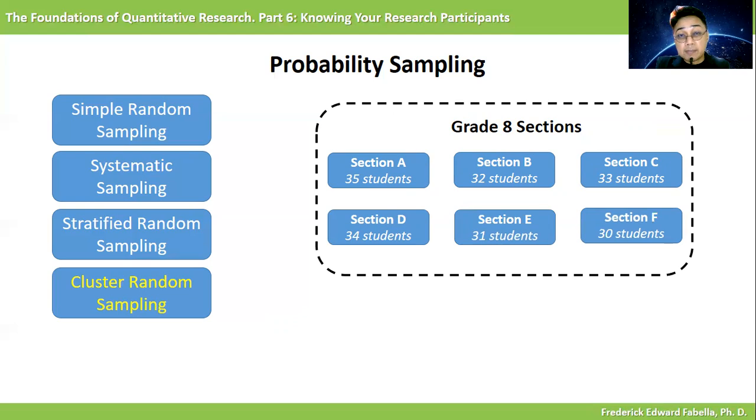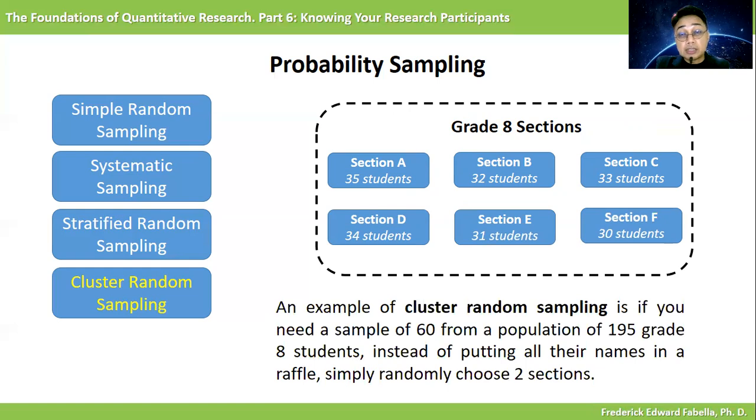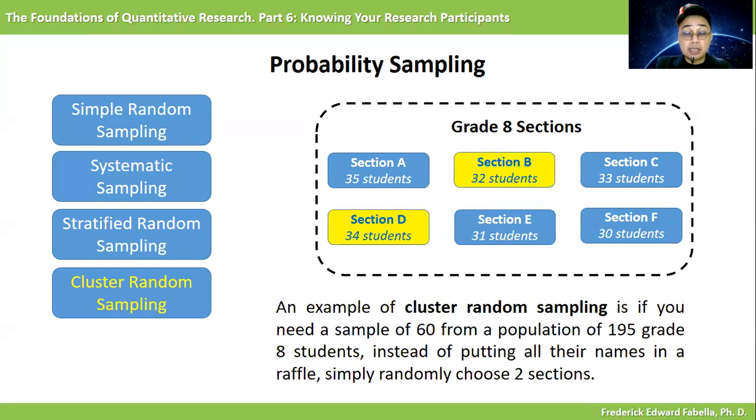And each section has a number of students in them. An example of cluster random sampling is if you need a sample of 60 from a population of 195 grade 8 students, instead of putting all their names in a raffle, simply randomly choose two sections. So you just place the names of the sections in a raffle and just get two, thereby reaching your sample size of 60. So there you have it, the different kinds of probability sampling.